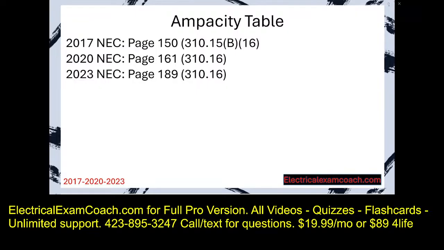Same information, new name. If you're in a softbound NEC, these should be your page numbers, depending on what print of the NEC you have, whether you got the first round or second round print, but this will get you close enough. The most important thing is read the title of the table and make sure that it matches the actual table number. Let's get to it.